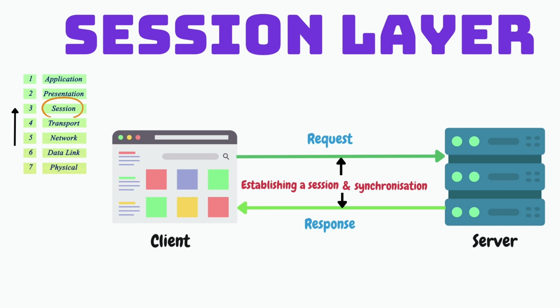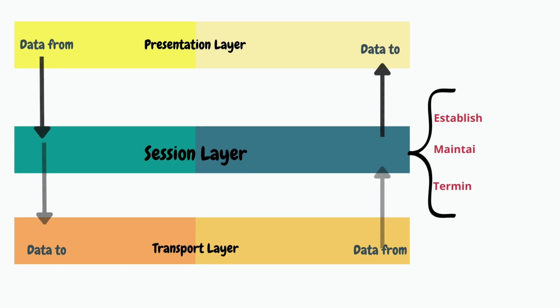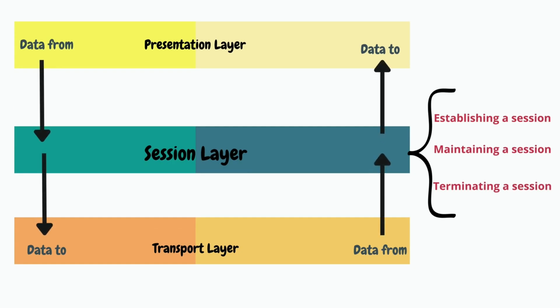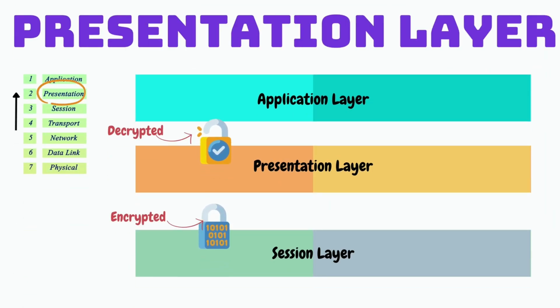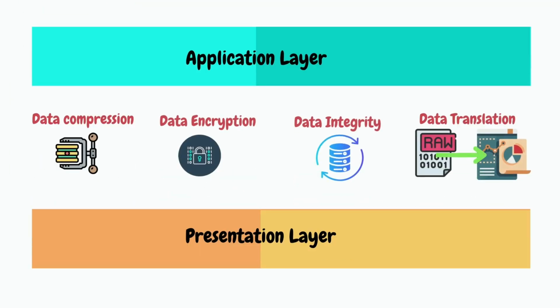The session layer, which is the 5th layer of the OSI, Open Systems Interconnection, model, is responsible for managing the communication sessions between 2 devices on a network. In simple terms, the session layer establishes, maintains, and terminates a communication session between 2 devices. The presentation layer, which is the 6th layer, is responsible for preparing data for presentation to the application layer. When preparing the data for the application layer, the presentation layer performs several functions: data compression, data encryption, data translation, data integrity.